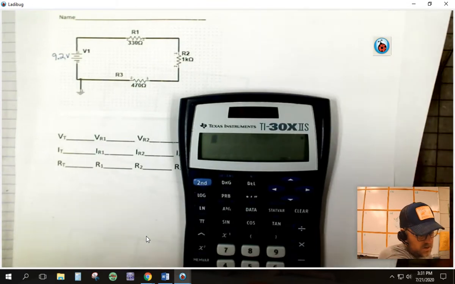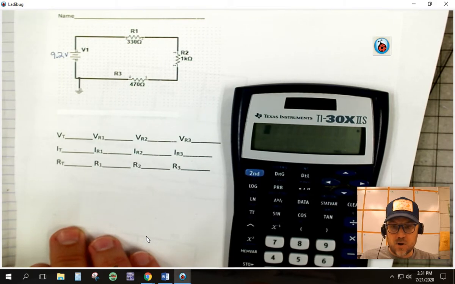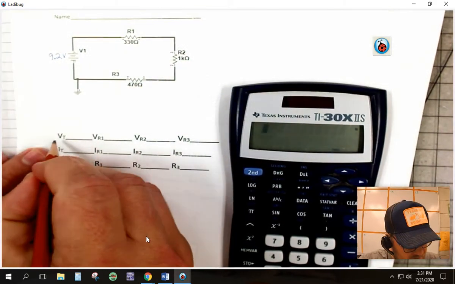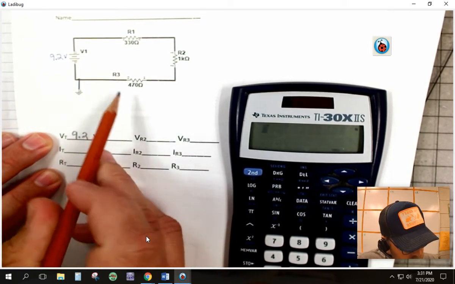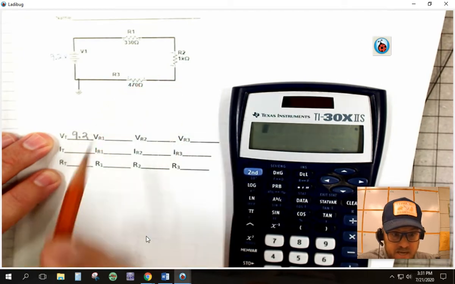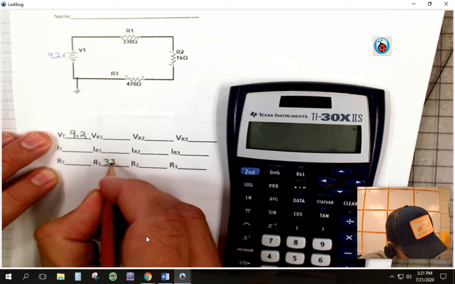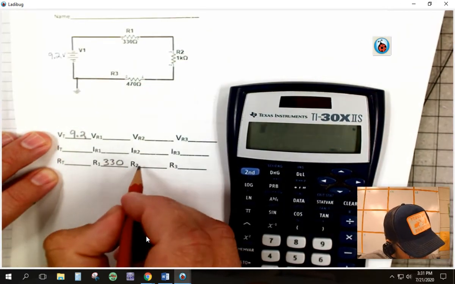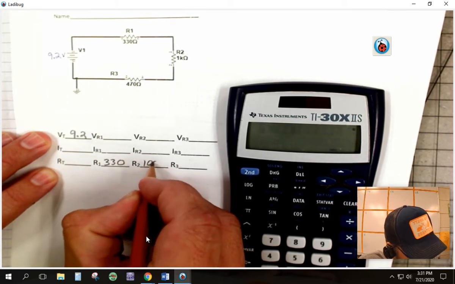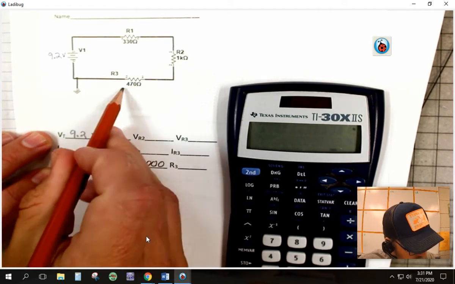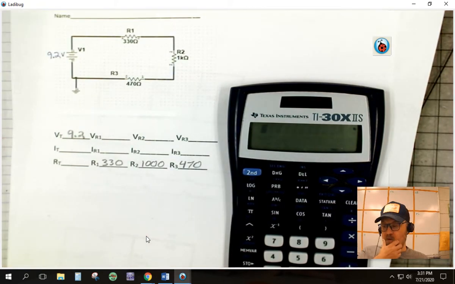All right, so let's start here. First thing we're going to do is fill out our knows and our need-to-knows. Well, we have our voltage total, and we know that is 9.2. We know our resistance at each resistor, so I can say R1 is 330. R2 is 1 kilo ohm, and I'm going to convert that right into a base unit here. So that's 1,000, and then 470.